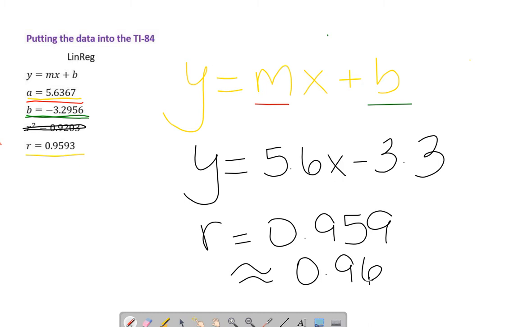Okay, so now they wanted us to plot it. We can do that just from the same screen in our TI-84, we can go ahead and plot all of this data.